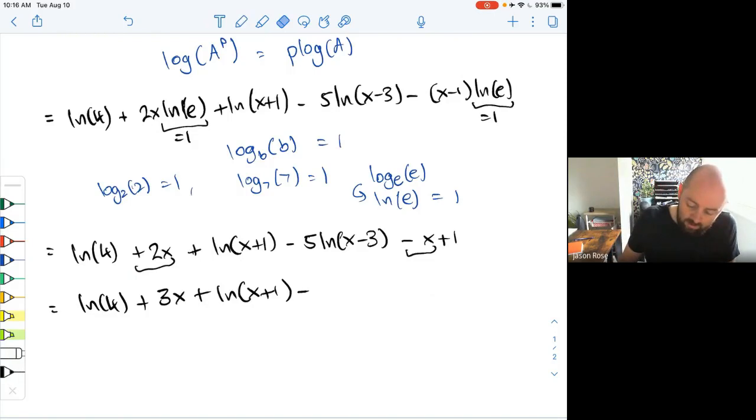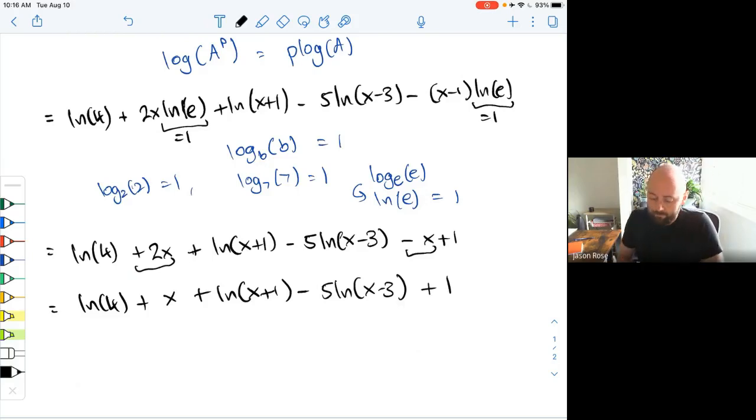That means that this is not 3x. It's actually 2x minus x, which is x. 5 times natural log of x minus 3 plus 1. That would be our final answer. Okay.